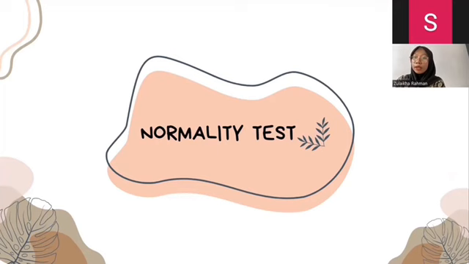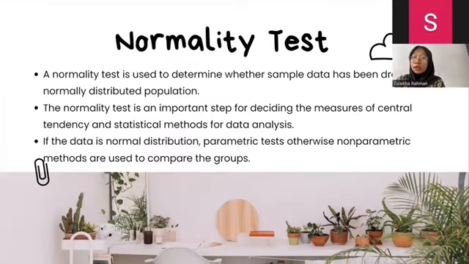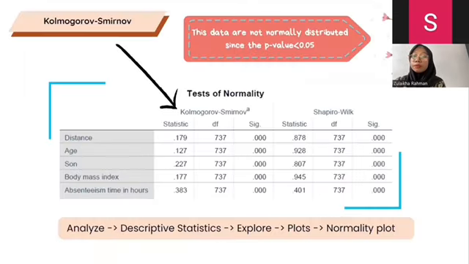Now, I will explain about the normality test of our data. A normality test is used to determine whether sample data has been drawn from a normally distributed population. The normality test is an important step for deciding the measures of central tendency and statistical methods for data analysis. If the data is normally distributed, parametric tests are used, otherwise non-parametric methods are used to compare the groups.